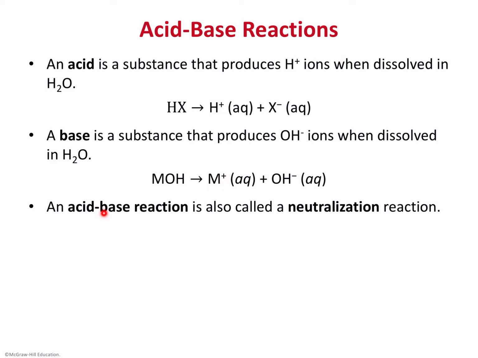We call an acid-base reaction a neutralization reaction. Because if you remember the pH values, acid has a lower pH, base has a higher pH, and you're going to be making salt and water. Salt is a neutral species and then the water is also neutral. So acid and base together form a neutral solution. Acid becomes neutral, base becomes neutral once it forms water and the salt. So we call it a neutralization reaction.